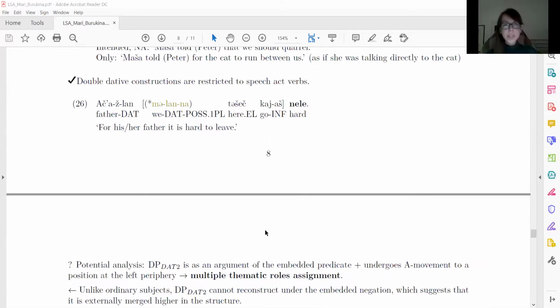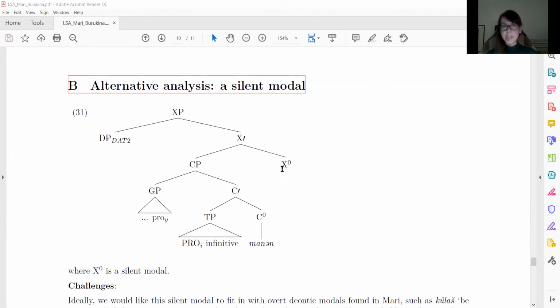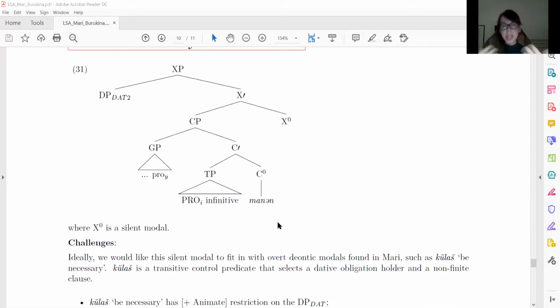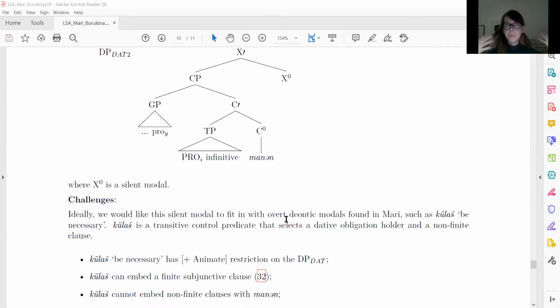So an alternative analysis would be to suggest that we have this modal, right? And that modal had this X here, for instance, it combines together the dative and the embedded CP. The only objection I have against this analysis is that ideally we would like the silent modal to fit in, probably with other overt deontic modals that are available in Mari, because we wouldn't want to just stipulate a completely different modal out of the blue, basically.